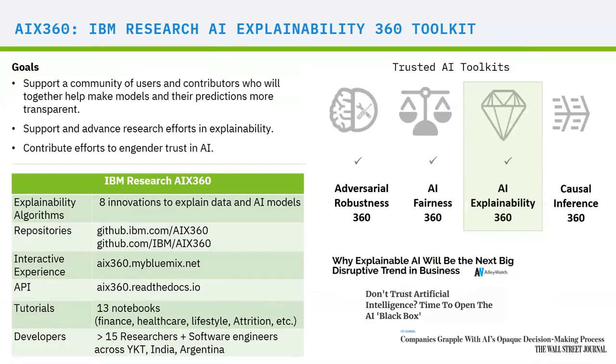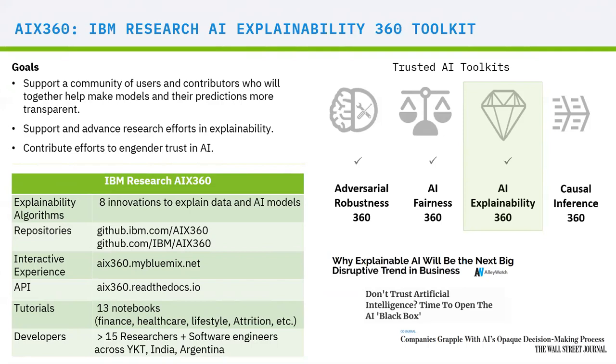What we have done in this work is release an open source toolkit called AIX360. The toolkit has 8 different algorithms to explain data, machine learning models, and their predictions. Along with the toolkit, we also have an interactive experience which is more accessible to data scientists and practitioners, and Amit will be going through part of that demo in this talk. We also have an API along with the toolkit.